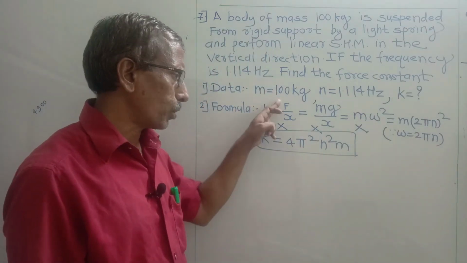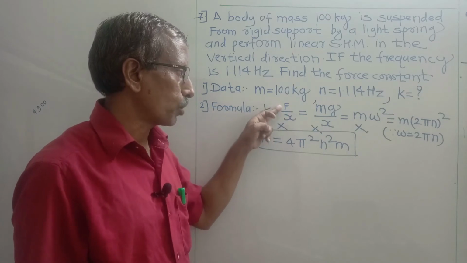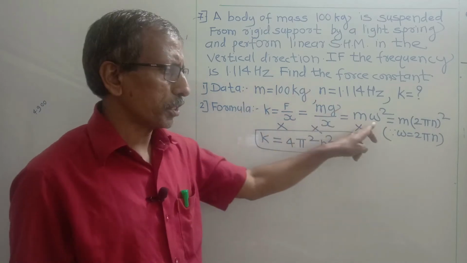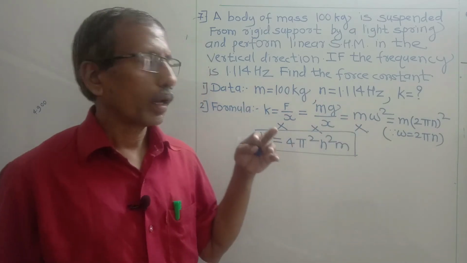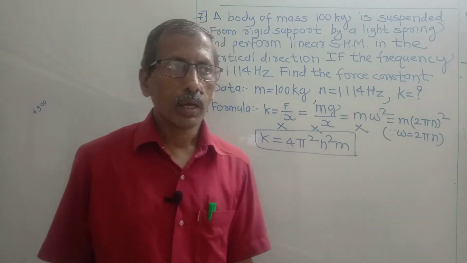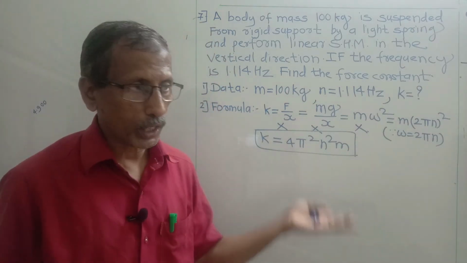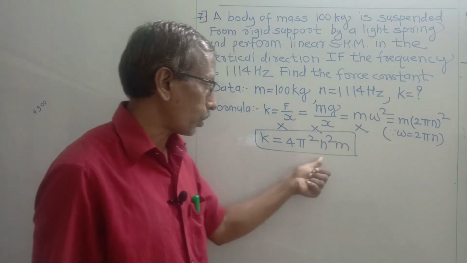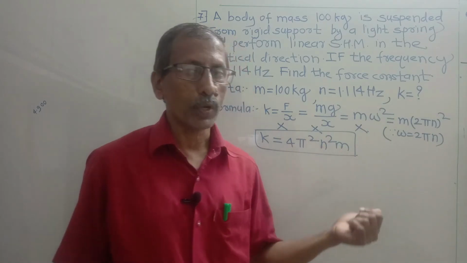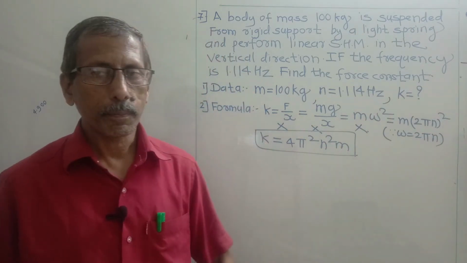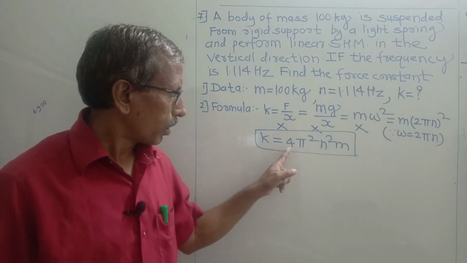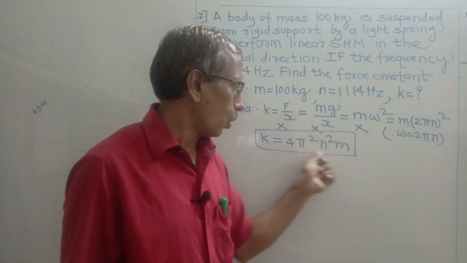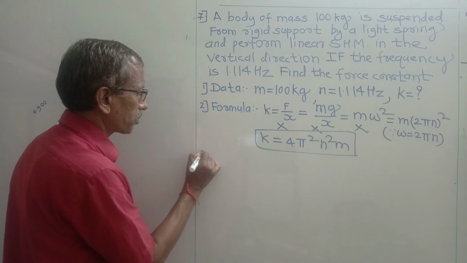First formula, k is equal to F by x. If F is not given, then k is equal to mg by x. If the differential equation is given, use k is equal to m omega square. But if the differential equation is not given and frequency is given, put the value of omega is equal to 2 pi n. So we get this formula, k is equal to 4 pi square n square into m. All values in this formula are known, so substitute all these values. So the third step is substitution.